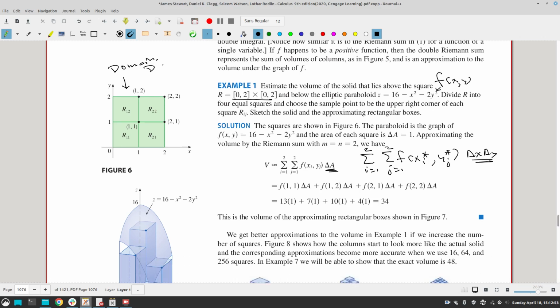So you write out the double summation: f11 delta A plus f12 delta A plus f21 delta A plus f22 delta A. So f11 is of course equal to 13, f12 is 10, f21 is 7. You just plug this in. F12 is 7, f21 is 10, and f22 is 4. And delta A is, of course, 1 times 1, which is 1. So you get 34. So the approximate volume, if you use 4 subintervals, is 34.